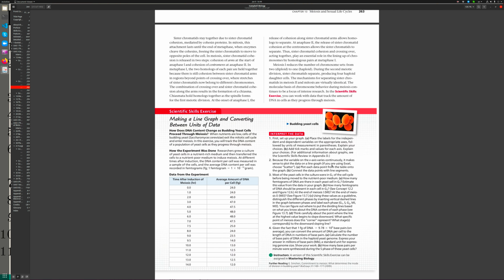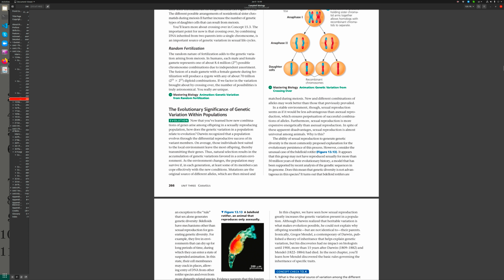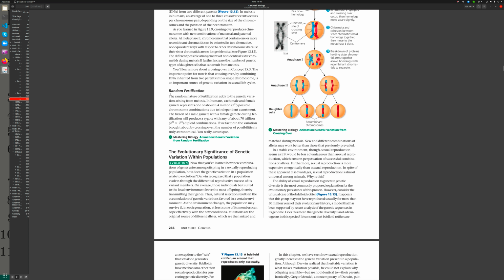Okay, finally, it's the end of this presentation, and before I show the image sources, I will just read one little thing. The random nature of fertilization adds to the genetic variation arising from meiosis. In humans, each male and female gamete represents one of about 8.4 million, 2 to the 23rd, possible chromosome combinations due to independent assortment.